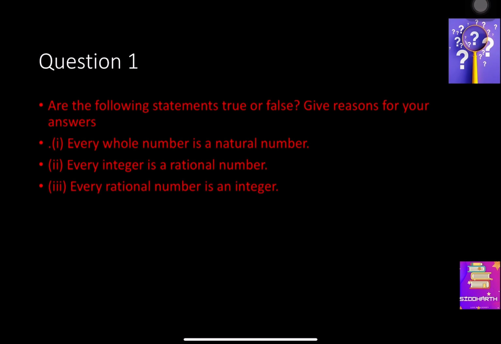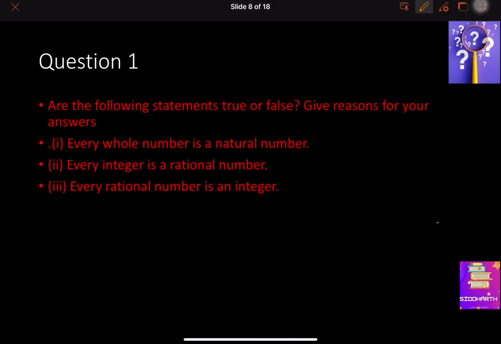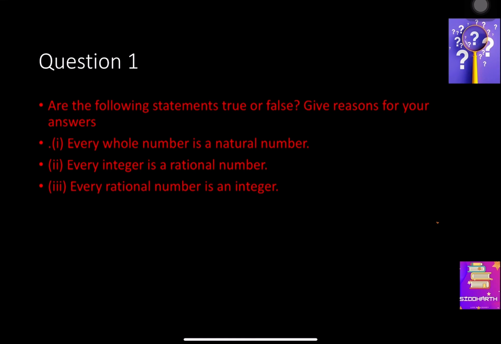Now we have arrived at the first question of the session. The first question says, find which of the following are true and which are false, and give reasons for your answers. Now the first question is, every whole number is a natural number. See, think about it. What are whole numbers? Natural numbers plus 0.